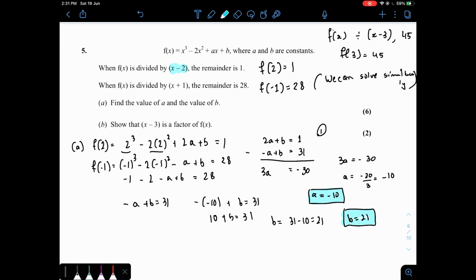So there we have it. So that's our a and b. So obviously you get 2 marks for a and b, and the rest is for the working out, so finding the simultaneous equations.